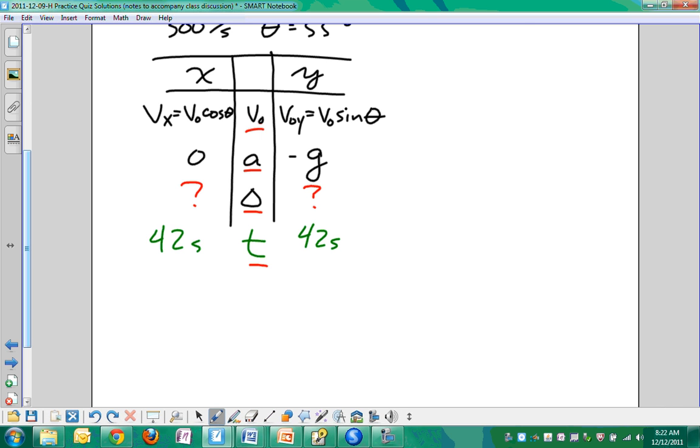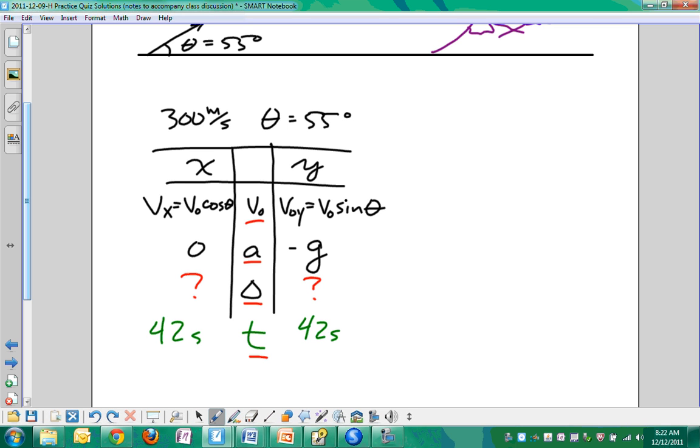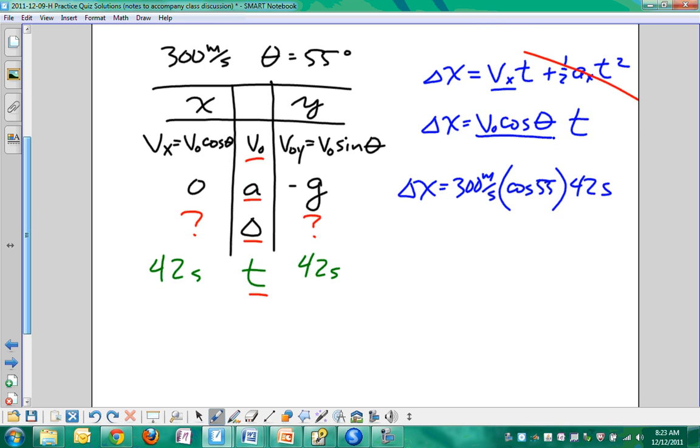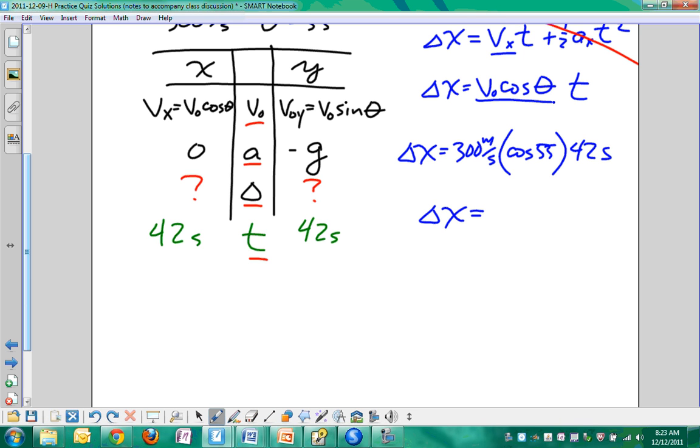The kinematic equation, both ways. Let's take a look first at delta x. Delta x is going to be equal to Vx times t plus 1/2 ax t squared. So all we have to do is say delta x is equal to v naught cosine theta, that's Vx, times time, which is given to us. Delta x is equal to 300 meters per second times cosine of 55 times 42 seconds.